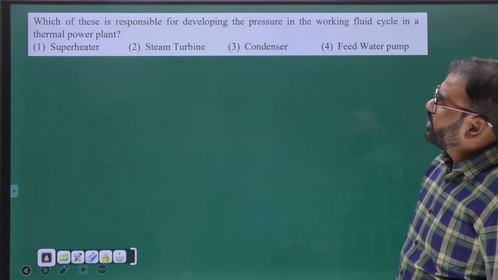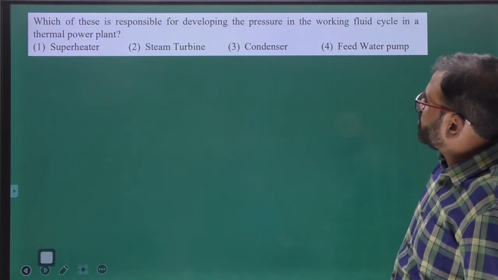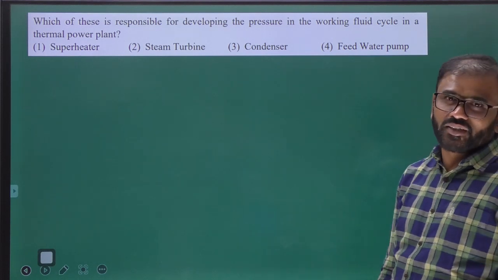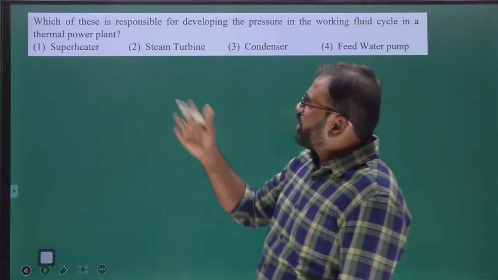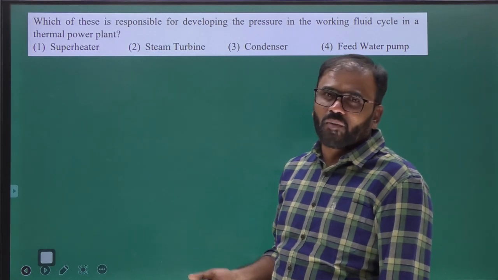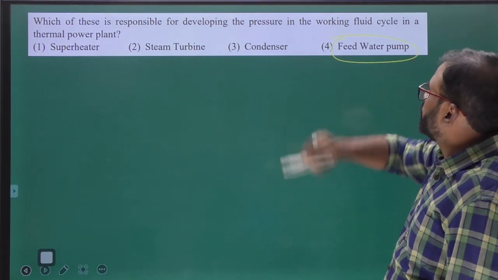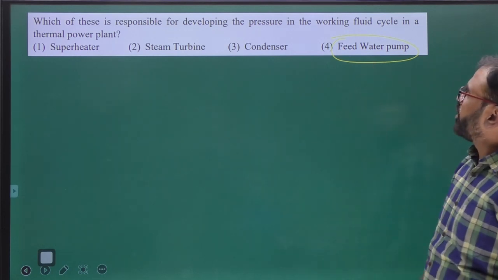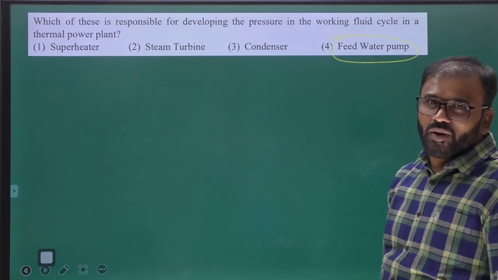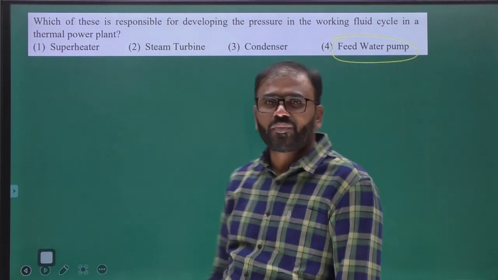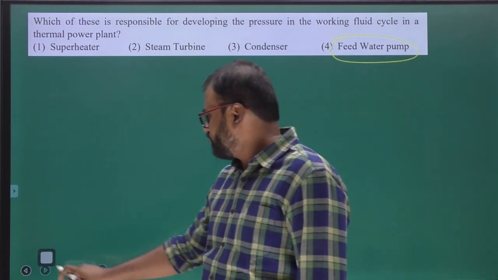So this question is asking which of these is responsible for developing the pressure in the working fluid cycle in a thermal power plant. So it's a fundamental or basic question from thermal power plants. We know that the feed water pump is generally used to produce the pressure in the working fluid cycle of a thermal power plant. So the answer for this question is feed water pump. So option 4 is the correct answer.